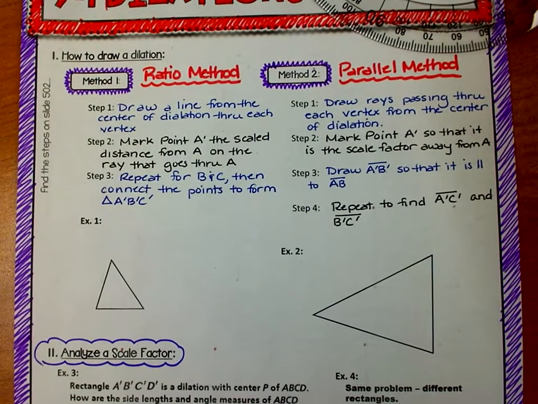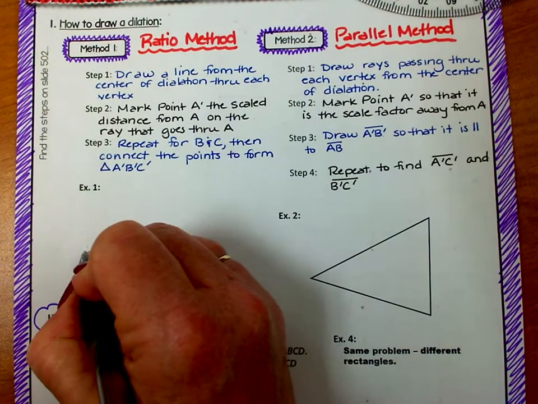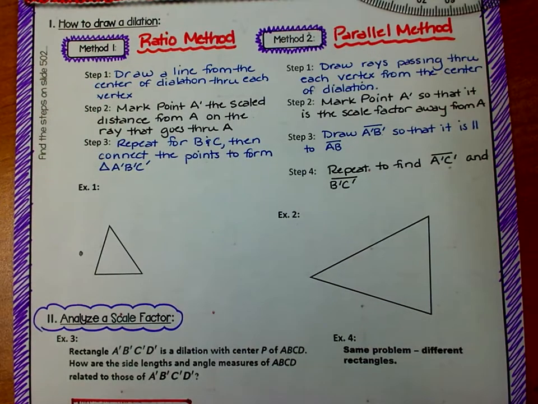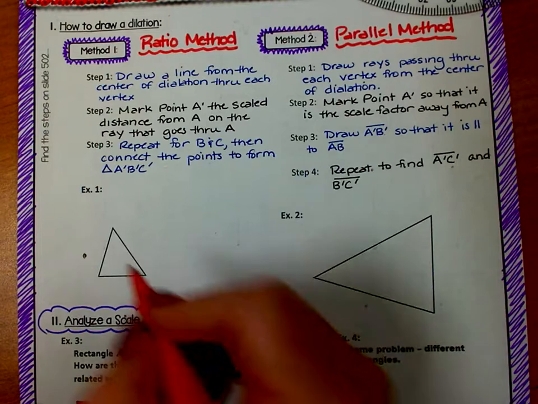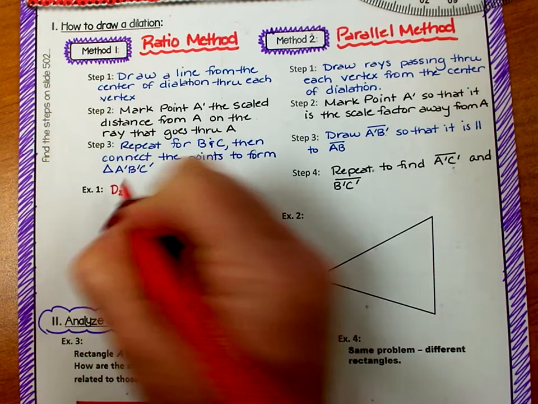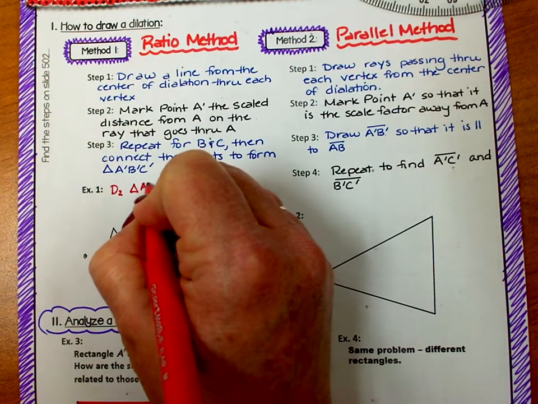Let's try this with example 1. First, we need a center of dilation. So we're going to put one right about here. And then also we need a scale factor. So this is a small triangle, so let's double it. So our scale factor is going to look like this. A dilation with a scale factor of 2 for triangle ABC.